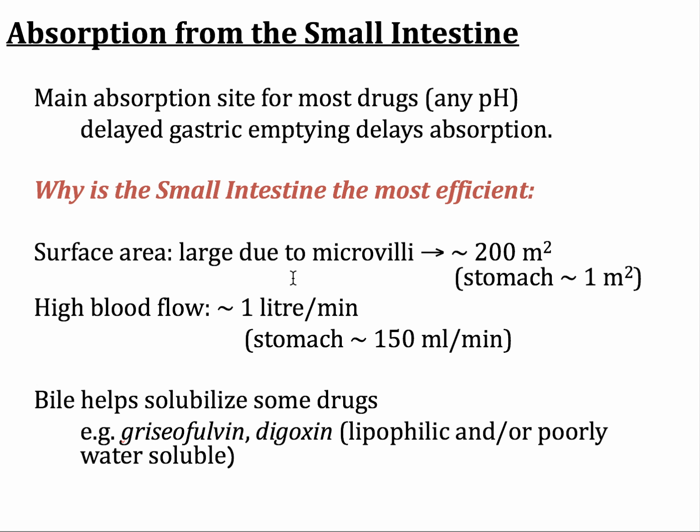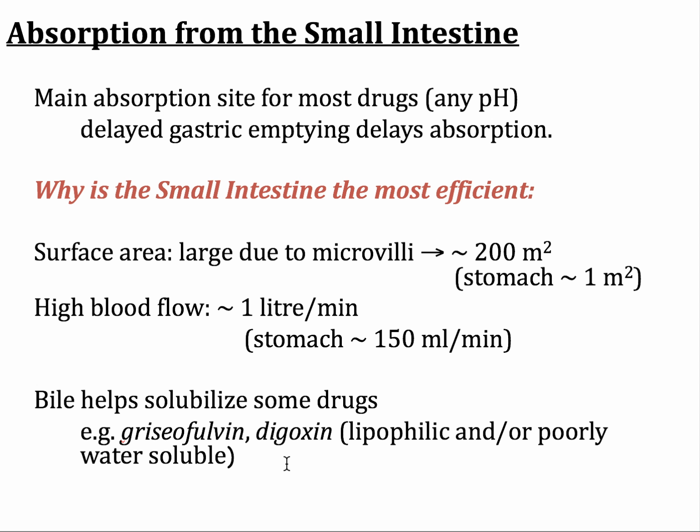So that's one reason. A high blood flow also means that as drugs are being absorbed, they're constantly being removed. So there's always that concentration gradient which is maintained, so more drugs can easily pass into the blood capillaries. And then bile also helps some drugs like digoxin, which is usually used as an antiarrhythmic, for arrhythmias in heart disease, and griseofulvin, which is an antifungal drug, which blocks DNA and RNA synthesis. So bile also helps solubilize some drugs.